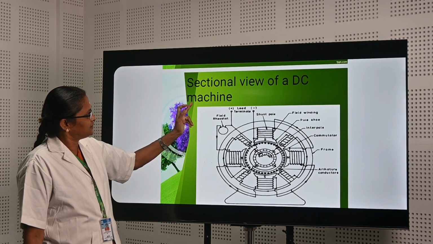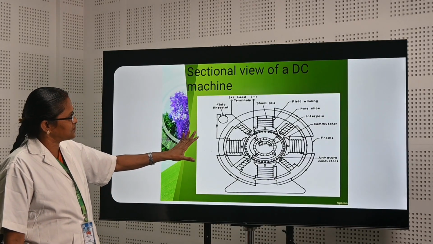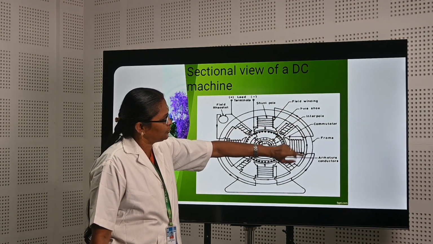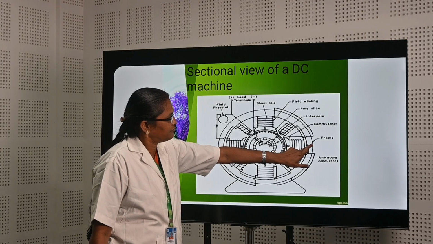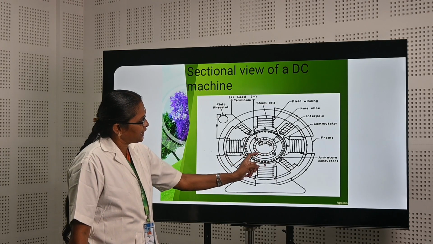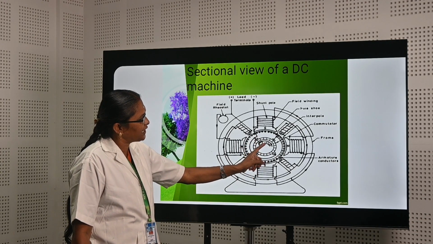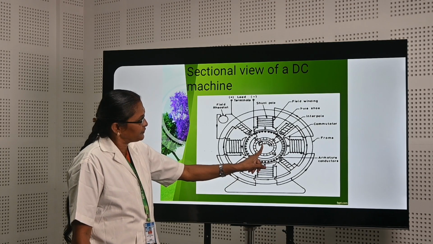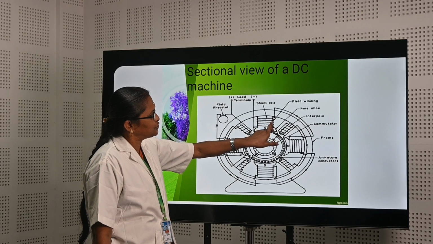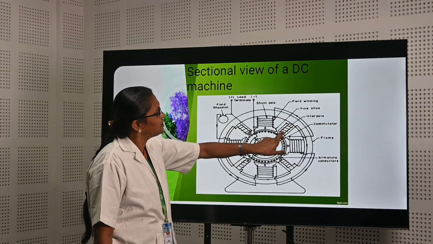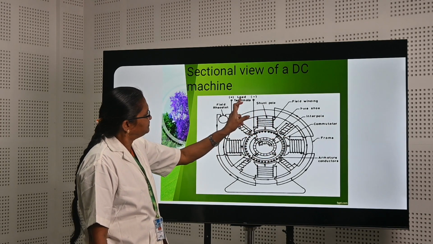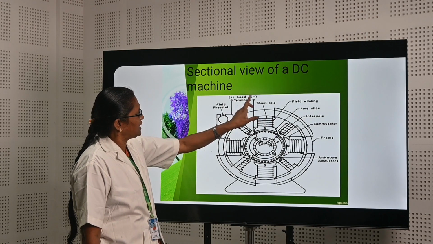This figure shows the sectional view of the DC machine. Here we see the field winding, pole shoes, interpole, commutator. This is the outermost frame and the armature conductor. The rotating part is the commutator. The function of the commutator is to convert the AC to DC. The field winding gives the excitation for the pole shoes and poles, and the interpoles are used to reduce the eddy current effect. The load terminals are plus and minus.